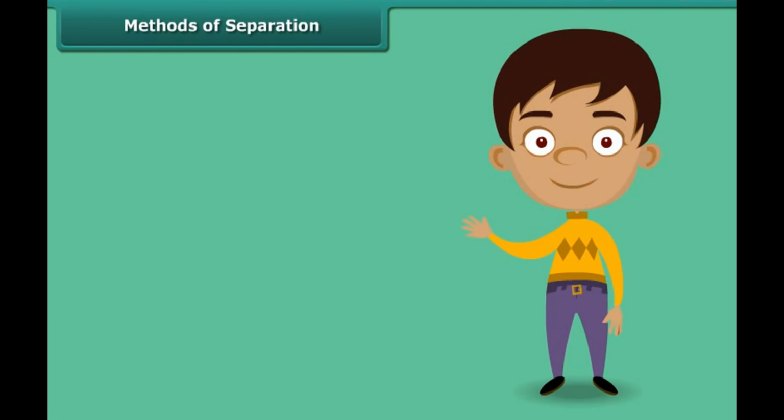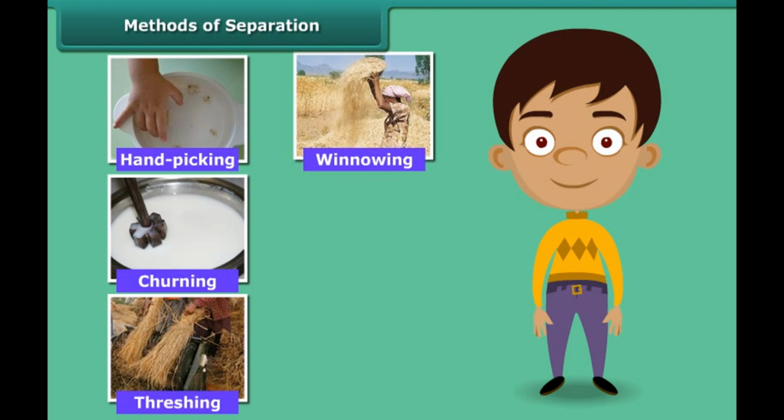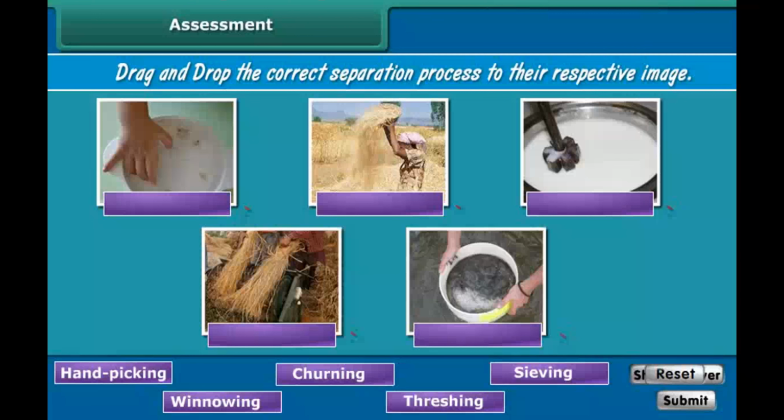You sure would have some idea about the methods of separation. In fact, you would have used some of these methods in your day-to-day life. Let us list some methods commonly used to separate the components of a mixture: hand-picking, churning, threshing, winnowing, sieving. The basis for choosing a method of separation depends upon the physical properties of components. Drag and drop the correct separation process to their respective image. You need to match the separation process with the relevant images of separation.